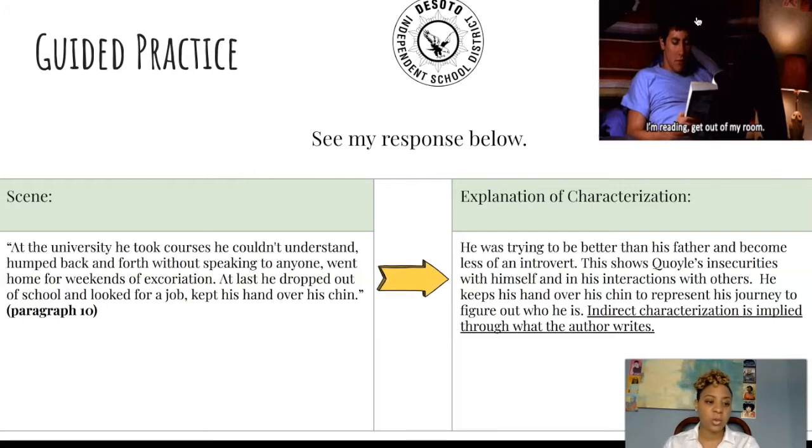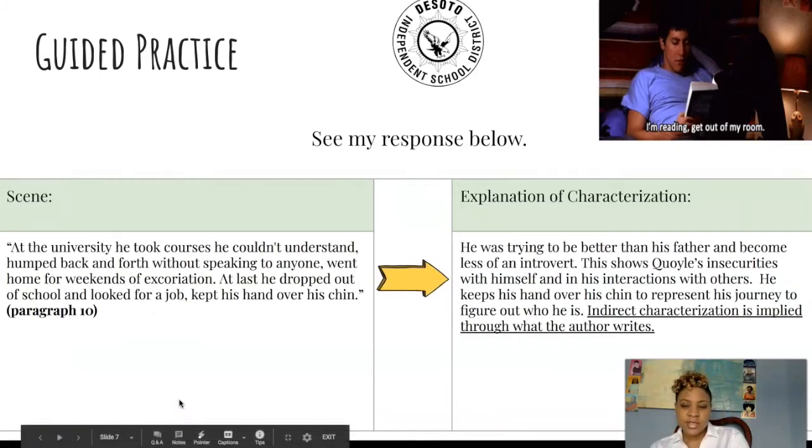At the university, he took courses he couldn't understand, humped back and forth without speaking to anyone, went home for weekends of exhortation. At last, he dropped out of school and looked for a job, kept his hand over his chin.